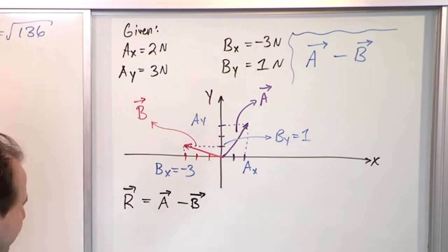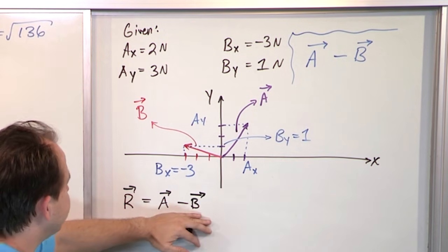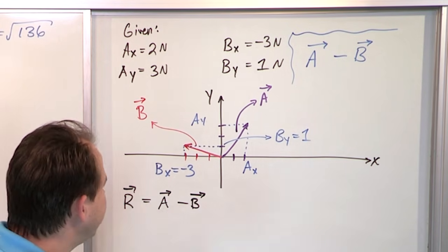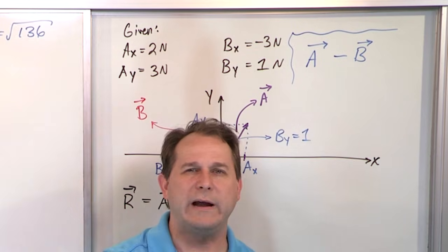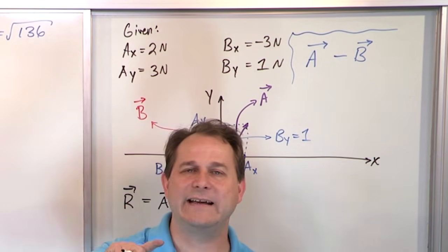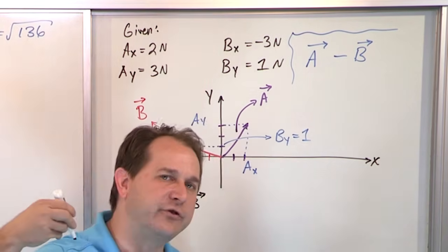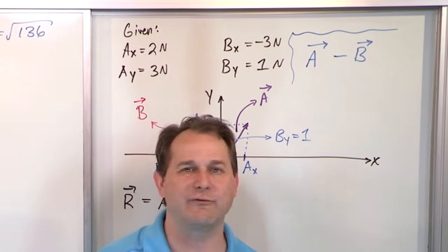Now, before we actually do the subtraction, do you remember how we did it graphically? How did we do it graphically? We said, well, when I subtract a vector, that's the same thing as adding a vector, but I flip the direction of that second vector. That's how we did it graphically.